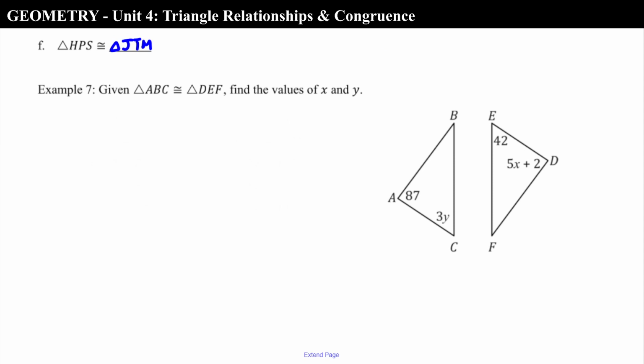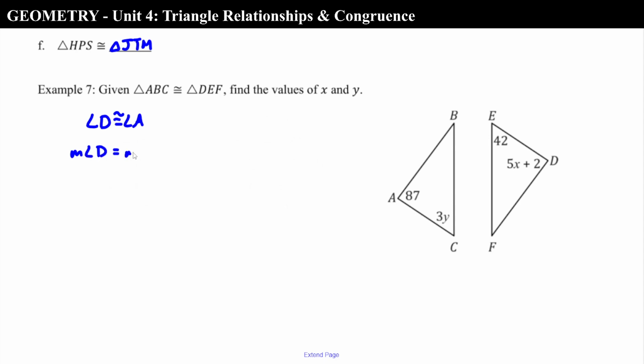And then in example 7, given that we know that these two triangles are congruent with this congruent statement, we're going to find the values of x and y. So we know that angle D and angle A are congruent to each other. So angle D is 5x plus 2. Well, before we get there, if we know that these two are congruent, let's put in this intermediate step.